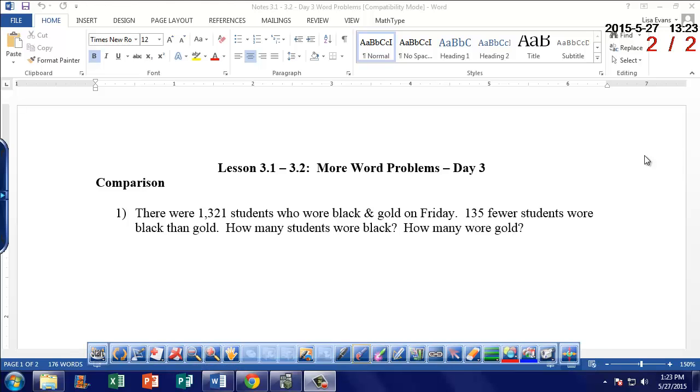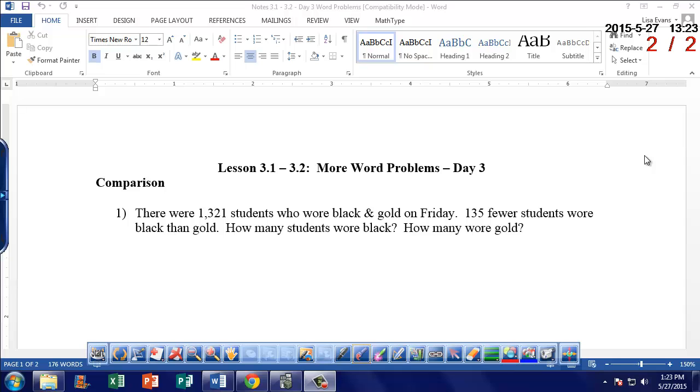Hello, today we're starting day 3 of our word problems in Unit B. We are going to do a comparison word problem and a current word problem. For comparison word problems, they're very similar to when we just did elimination and substitution. Basically, look for two variables and two equations.